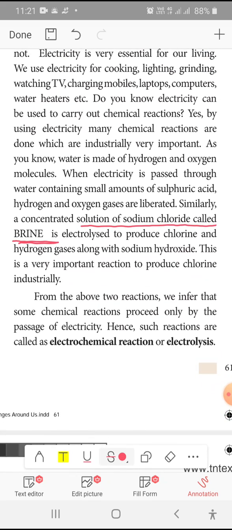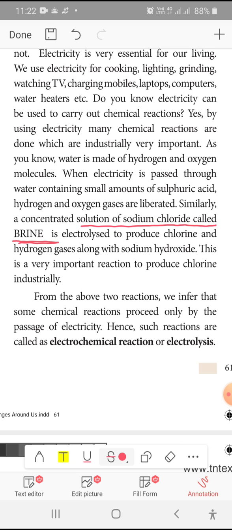Here, electrochemical reactions are otherwise called electrolysis. What is electrolysis? Here we are separating the chlorine from sodium. Electro is electron, and lysis means separation. Electrolysis. From the above two reactions, we infer that some chemical reactions proceed only by the passage of electricity. Separation of chlorine from sodium is possible only by passing electricity through it.